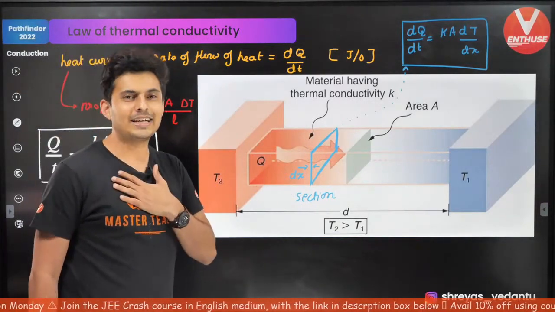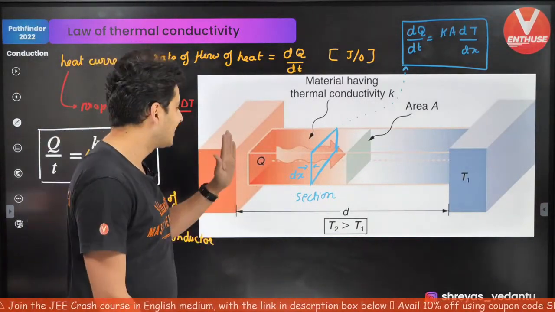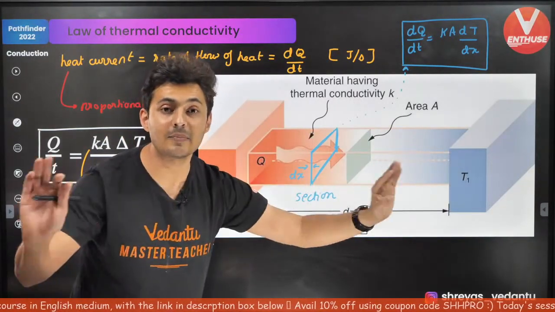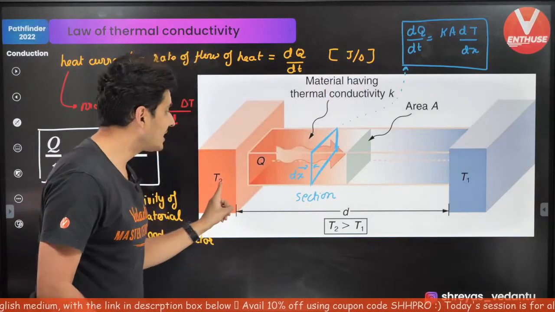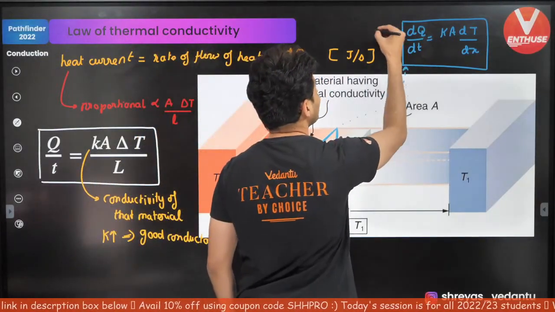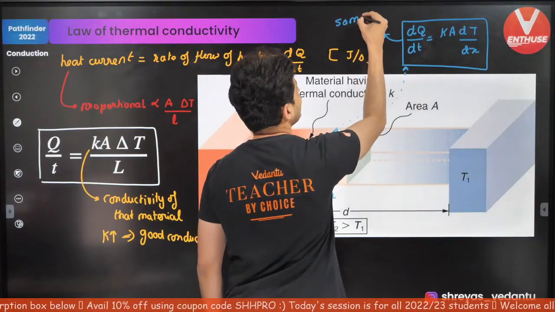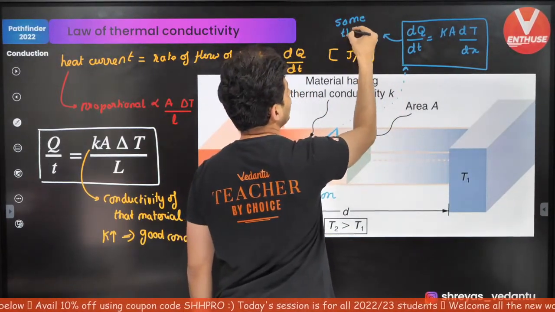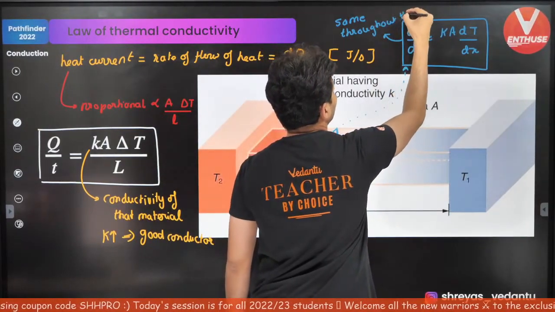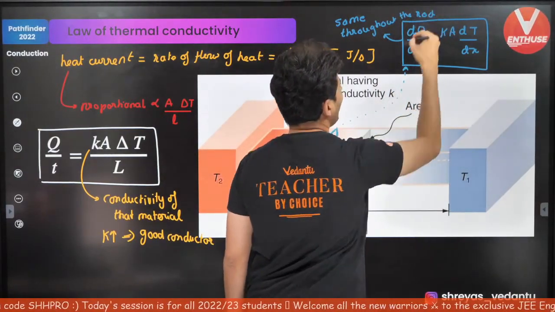Now, a lot of people get this wrong. Please understand, dq by dt here is the same. dq by dt is the same throughout the rod. This is same throughout. Now, why is it same?